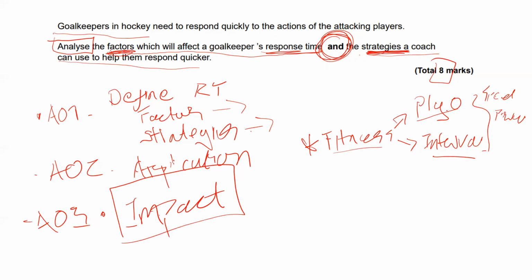So for example, when they're able to do that, if they had to jump up for a high ball or a shot coming high up in the corner, the impact of that training is that they're going to be able to respond quicker and maybe then more likely to make the save. So that's the outcome, if you like. That's talking about the overall impact.